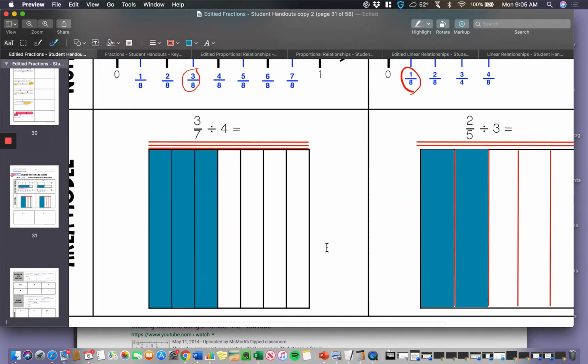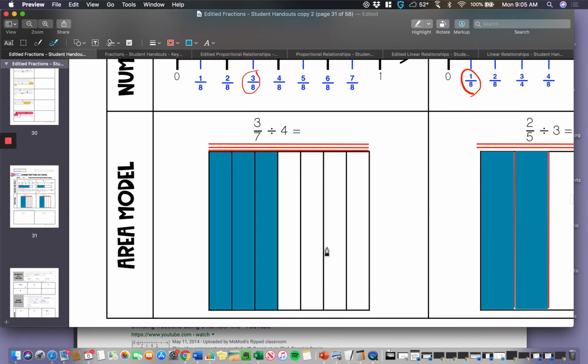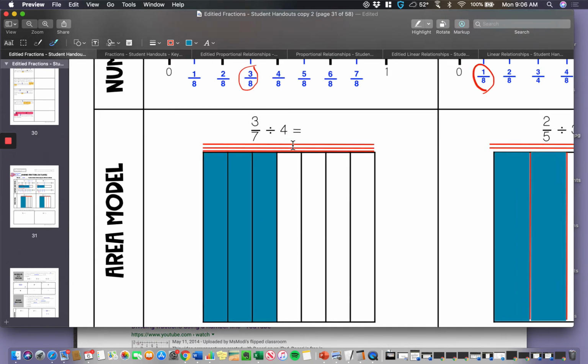All right, moving on down. So this is an area model. So again, you have to represent your first fraction. So we have 3/7. So I went ahead and shaded 3/7. And then we have to break the whole model up into 4 equal pieces. So I'm going to break this whole thing up into 4 equal pieces.